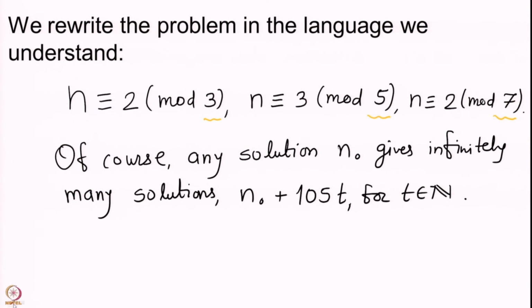Now, we want to solve this. So, solving such a problem actually requires a method, but in some very special cases one may still be able to solve this problem in the following way. So, here we observe that there is a same congruence modulo 3 and modulo 7. So, n is 2 mod 3 and n is 2 mod 7. What does it give us?